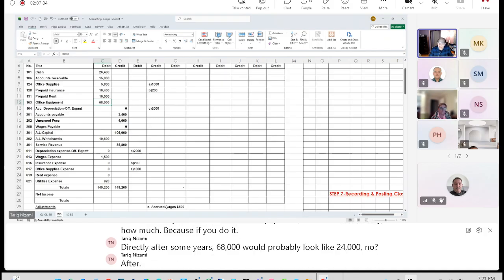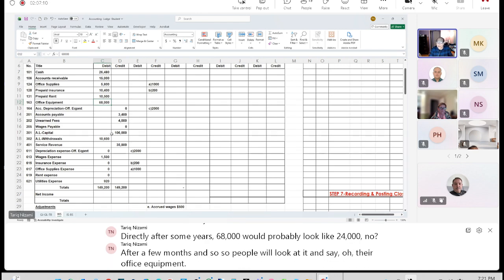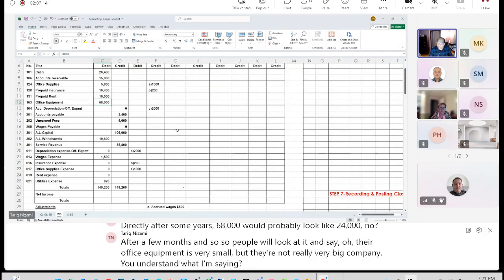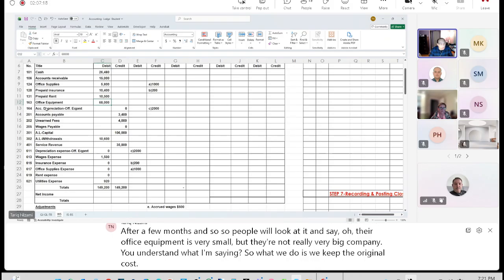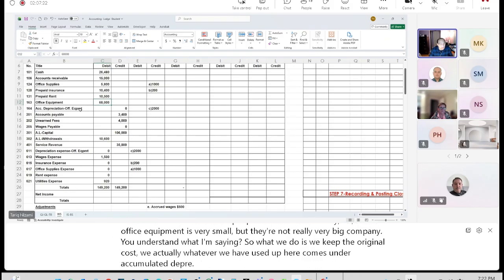After a few months, people will look at it and say, oh, their office equipment is very small, so they're not really a very big company. You understand what I'm saying? So what we do is we keep the original cost. Whatever we have used up comes under accumulated depreciation, office equipment.